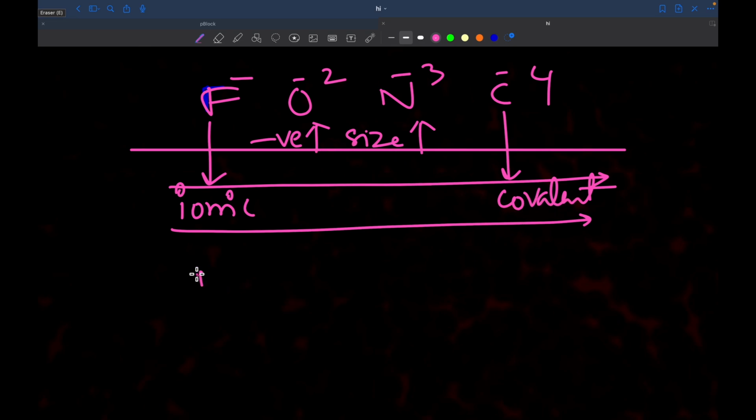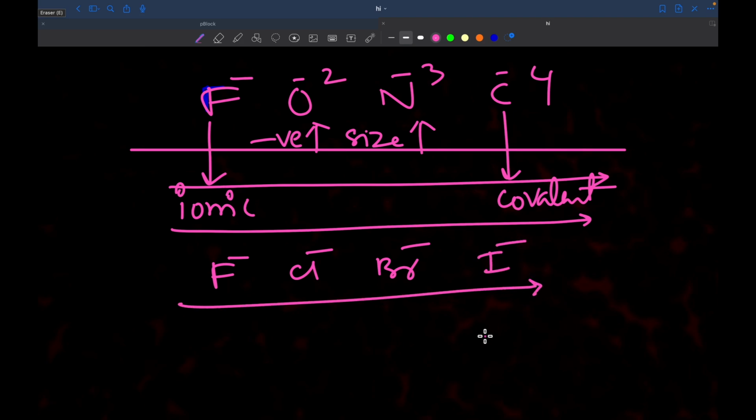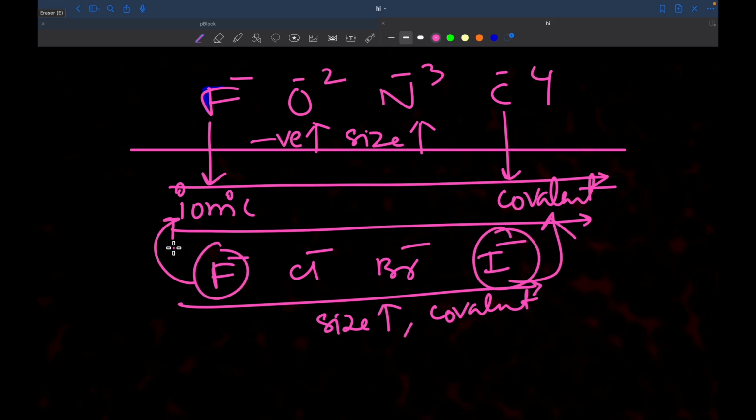This can apply to cations also. Let us apply it to anions too. So we got F minus, Cl minus, Br minus, I minus. Here from left to right, the size is increasing. Size increasing, therefore covalent character increases. So iodides are covalent in nature, fluorides are ionic, even chlorides are also ionic. So this is the order of change.